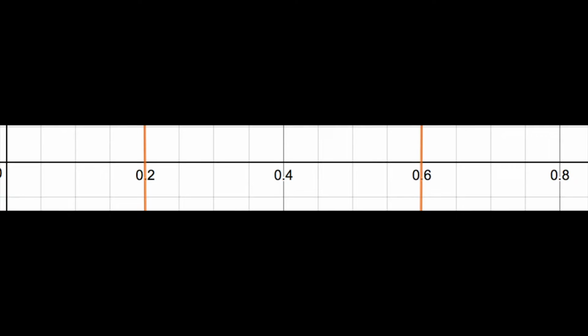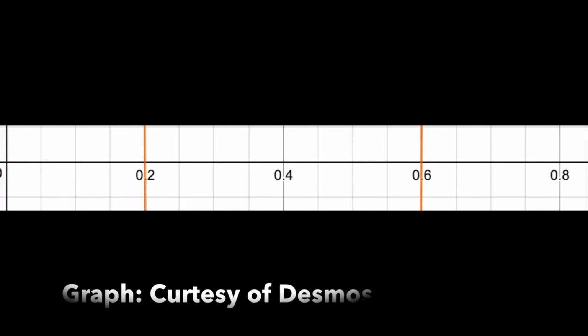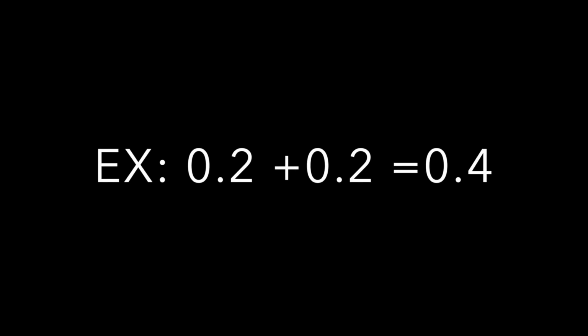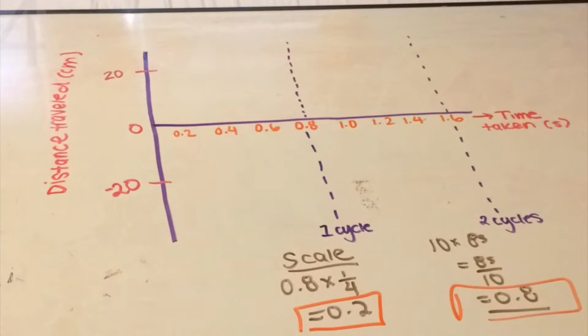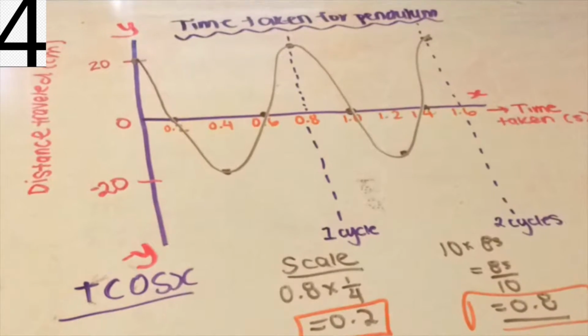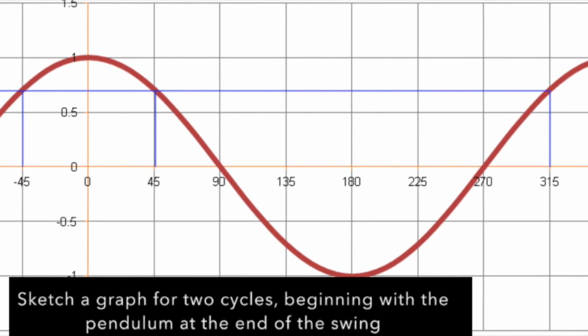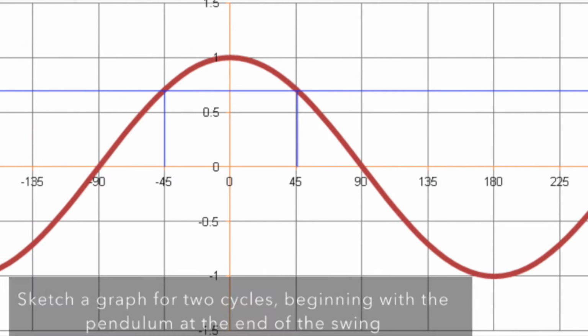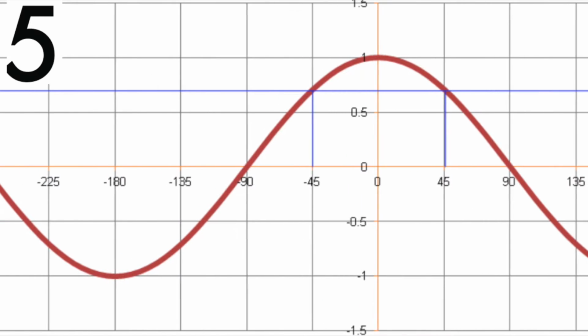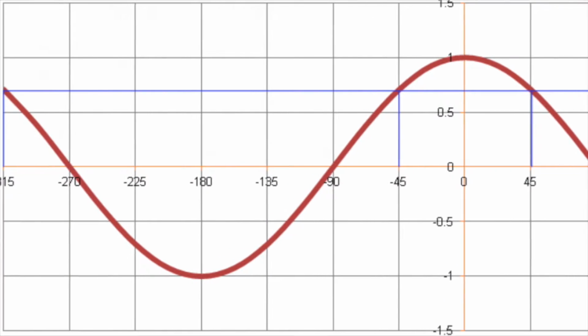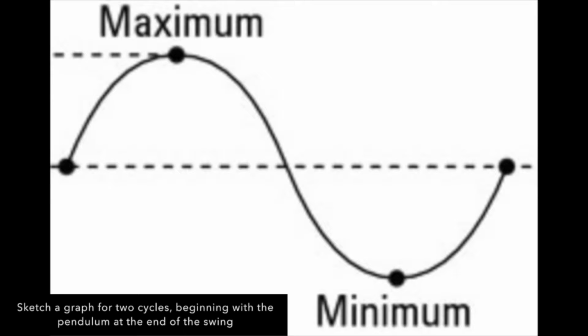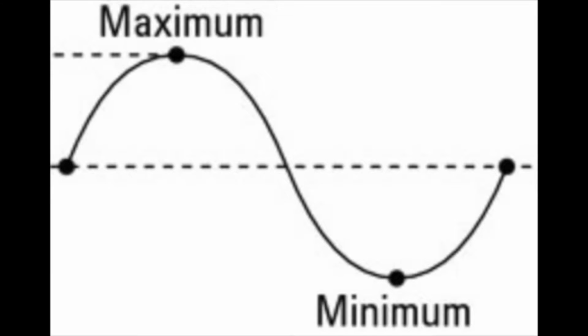Note that between every cycle there are 3 other numbers which consist of adding the range by itself until it reaches 1 complete cycle. In this case, our domain is represented as 2 cycles, so our graph will end on 1.6, i.e. 2 times 0.8. Now that we have the x and y-axis labeled with our scale, we're going to draw a positive cosine graph. Just a reminder from lesson 2, a positive cosine graph means it starts at the maximum and goes downwards.